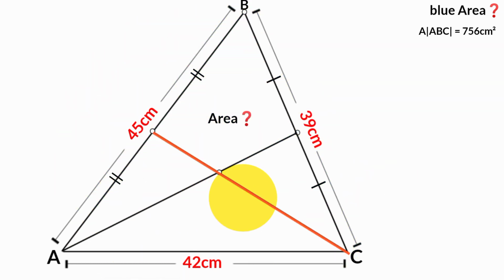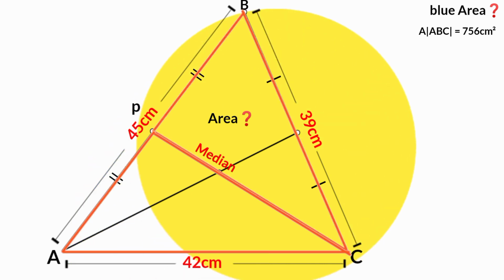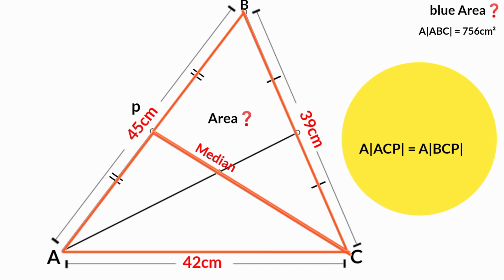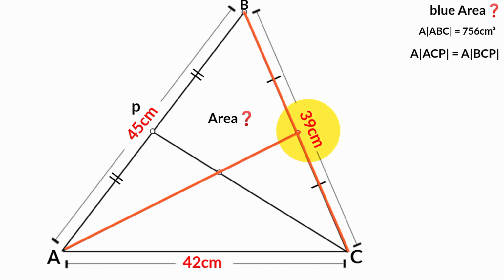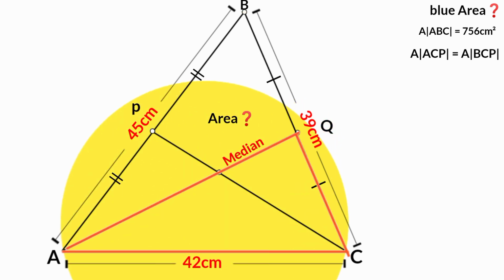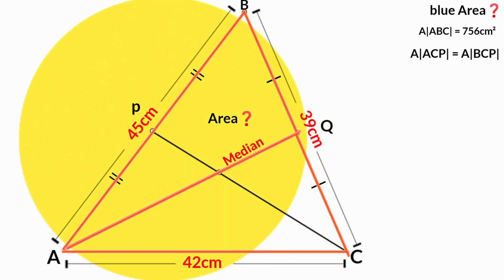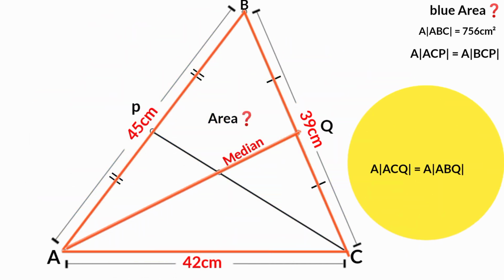Now if you look, this line was drawn from this point here and it bisects this side. That is, it is a median. A median, we know, divides the area of a triangle into two equal halves. So if we let this be point P, triangle ACP and triangle BCP have equal areas. We write it out here: area of triangle ACP equals area of triangle BCP. The same goes for this line here. It also bisects this side, so it is a median. If we label this point Q, the area of triangle ACQ must be equal to that of triangle ABQ. So we also write it out here: area of triangle ACQ equals area of triangle ABQ.